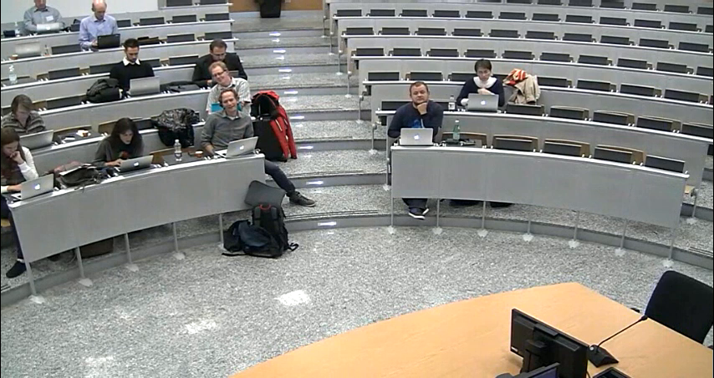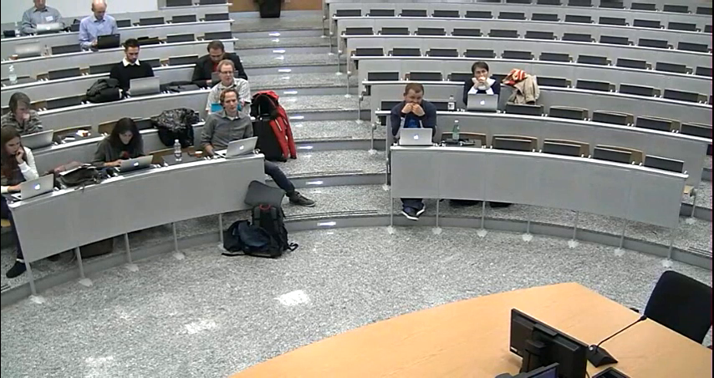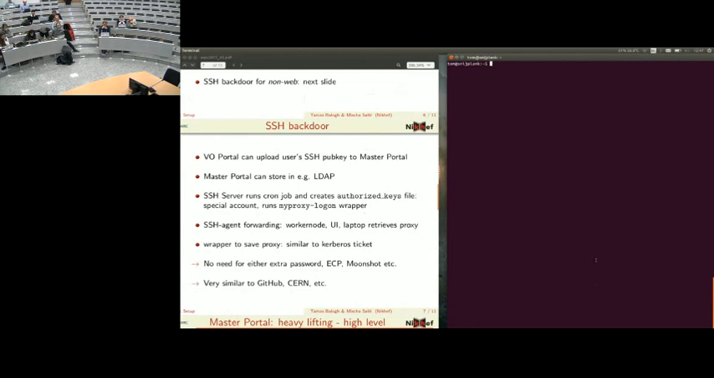Sure. So we are not going to show the first part of this setup because we don't have the SSH key provisioning just yet. We're going to show, once the SSH keys are actually inside the SSH server, how you can get a proxy out of it.